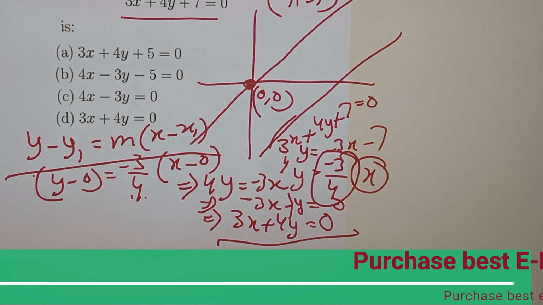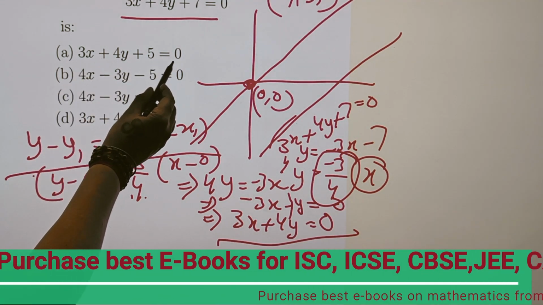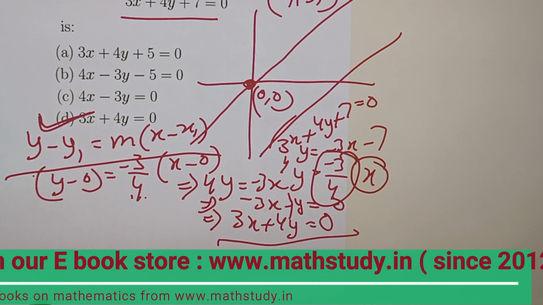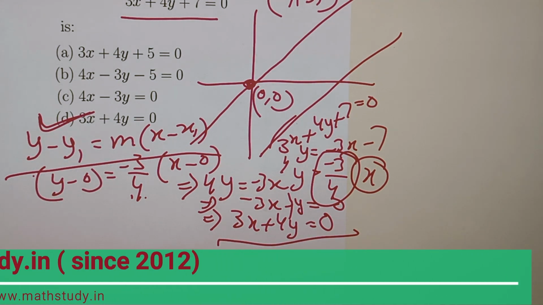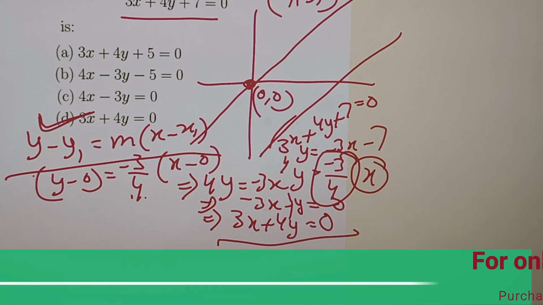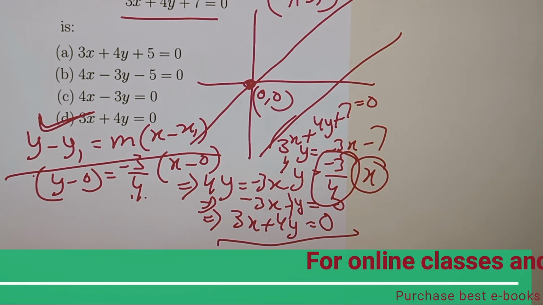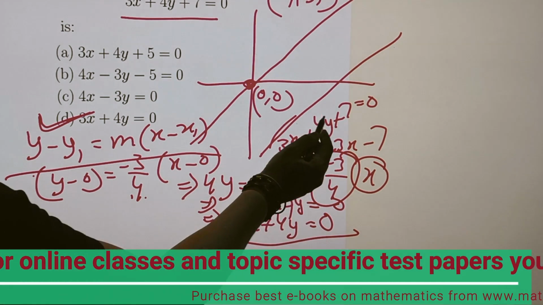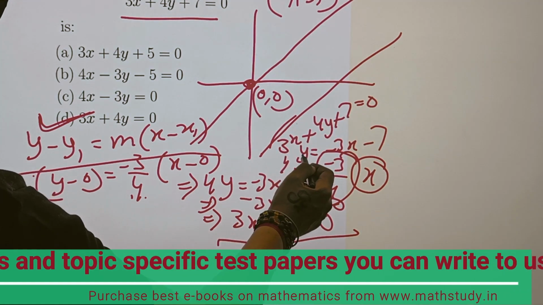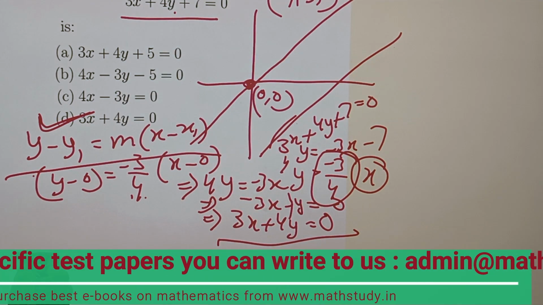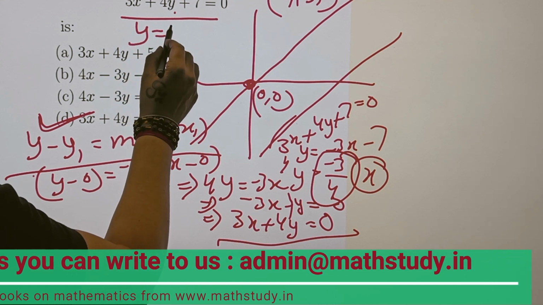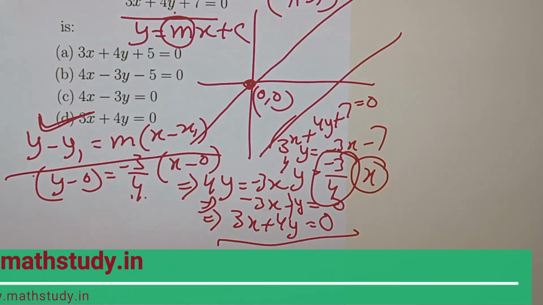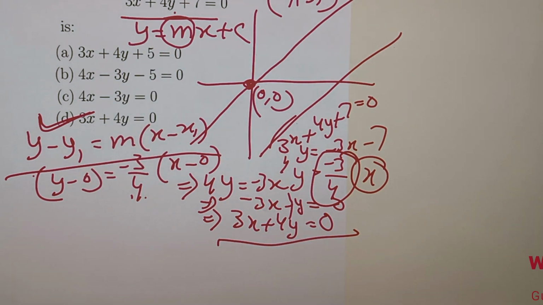Now we can match our options here. So 3x plus 4y plus 5 is equal to 0. This is not correct, this is the correct one. So 3x plus 4y is equal to 0. That means option number D is our correct answer here. So I hope this concept is clear here. What we have done basically, we have found the slope of this line which is given here, right? Here we have used the y is equal to mx plus c form, where m is the slope of the line, which is the x coefficient, right?